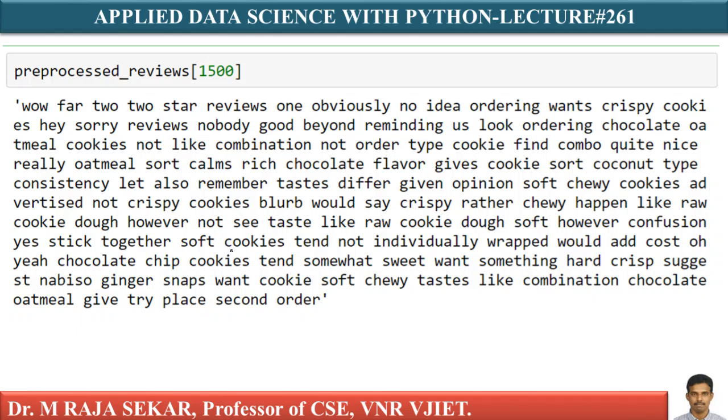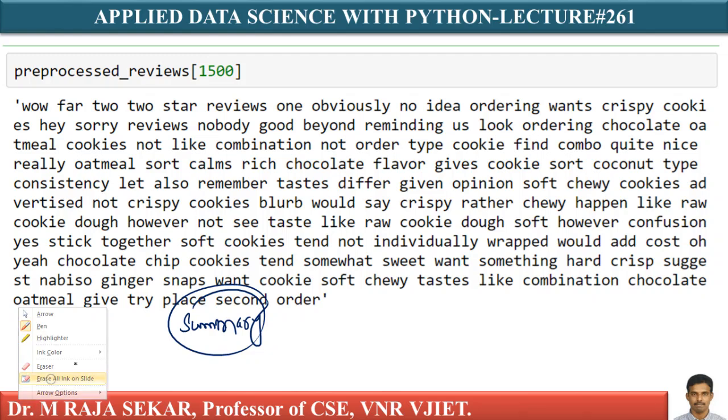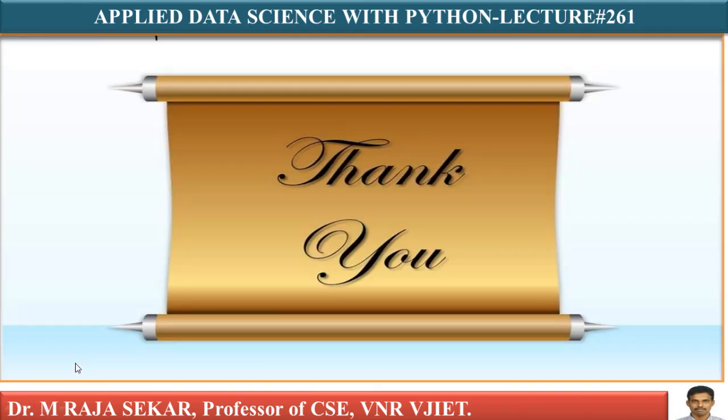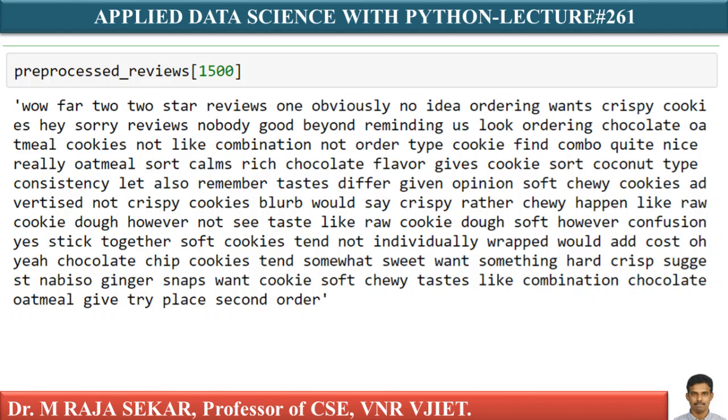The same thing you can apply for other columns also. There is a column, something like the summary column, in our table. You can apply the same pre-processing techniques on the summary column. In the next lecture, lecture number 262, I will show this code in Jupyter Notebook. Then I will discuss how to construct bag of words and other things.